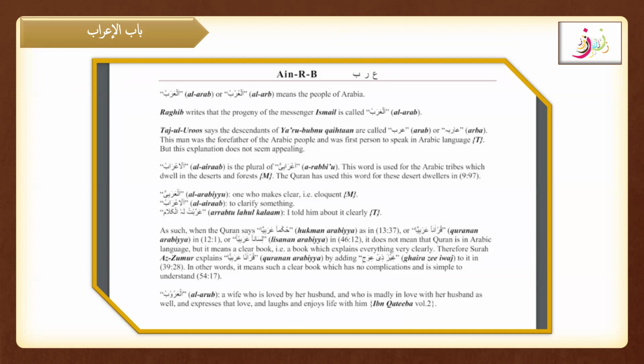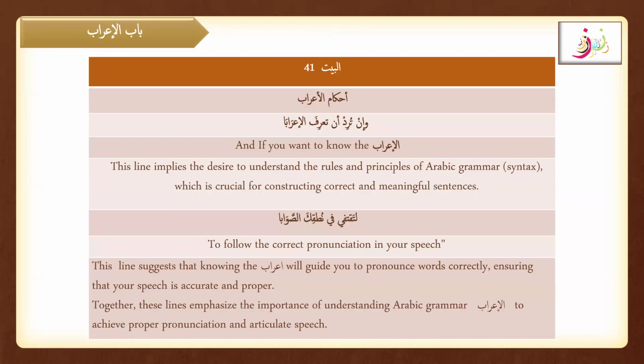Alhamdulillah. So this is the root letters Ain, Ra and Ba for I'rab, which means something that makes clear, something that clarifies something. So it is very important to know the root letters and their meanings, because sometimes or almost every time the meaning of the words is hidden in their root letters.